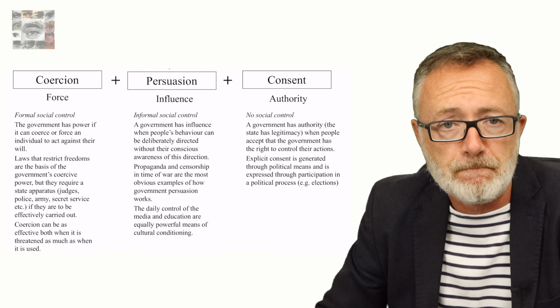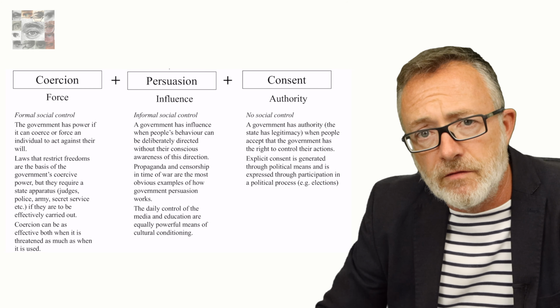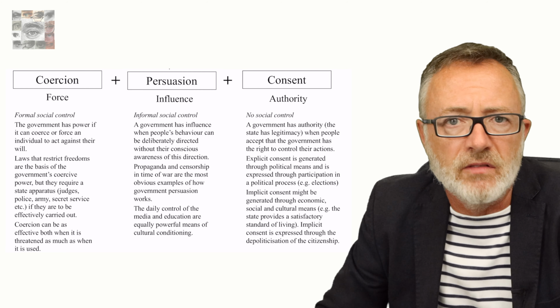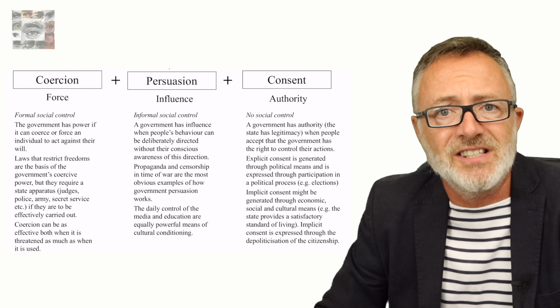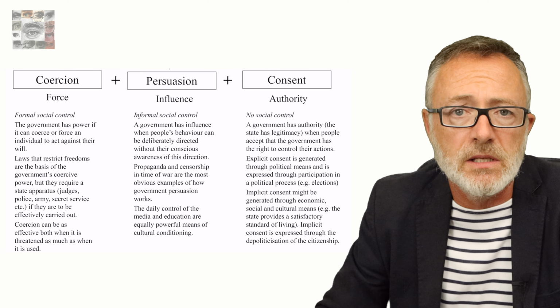Okay? The second form of consent is implicit, not explicit. Implicit consent can be generated through economic and social means. The state provides a satisfactory standard of living, for example. The citizens accept the control of the state because the state satisfies their material needs.